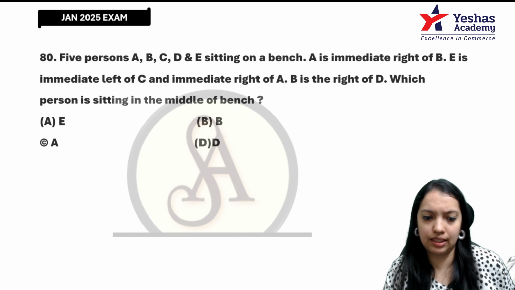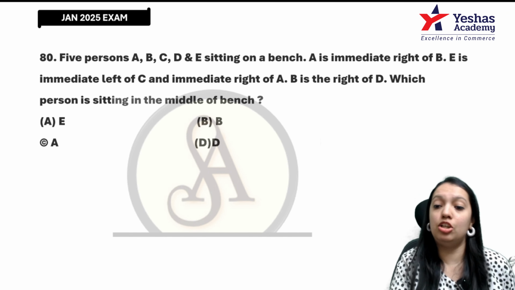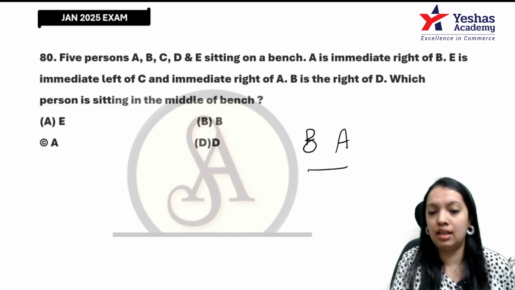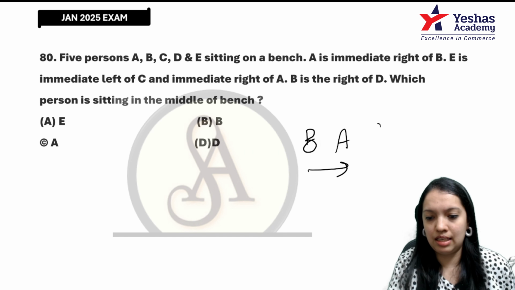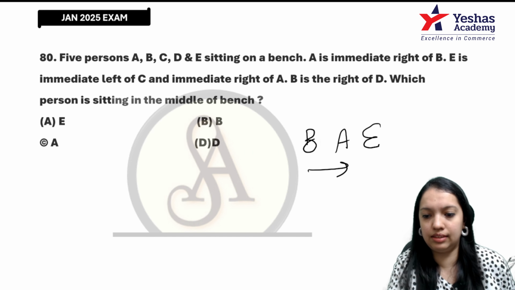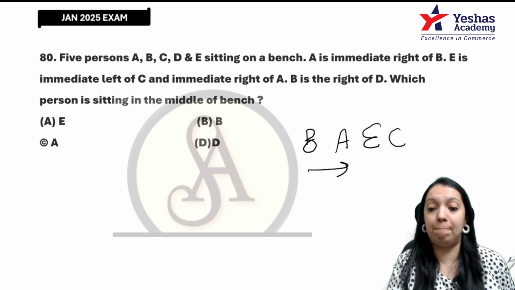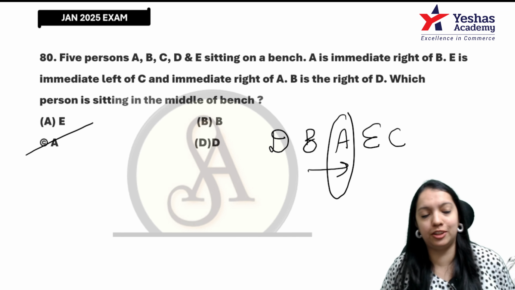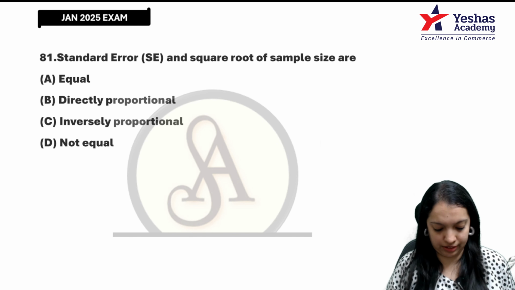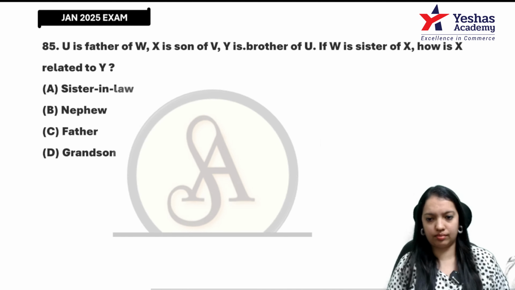Next, 5 persons A, B, C, D, E are sitting in a bench. A is to the immediate right side of B. E is to the immediate left side of C and right side of A. B is to the right side of D. Which person is sitting in the middle? Option C.